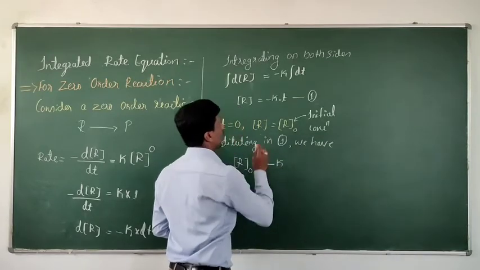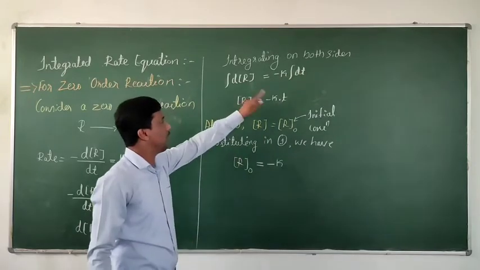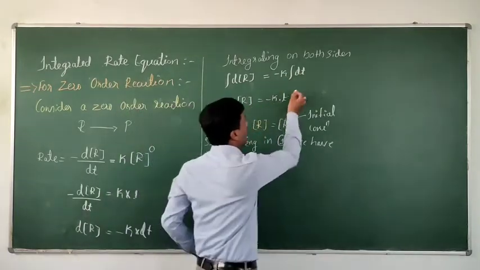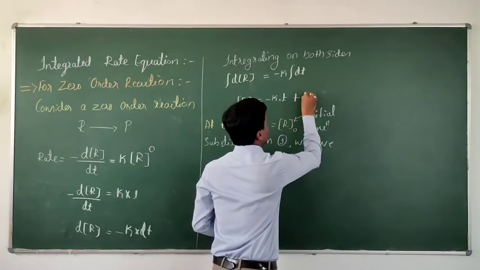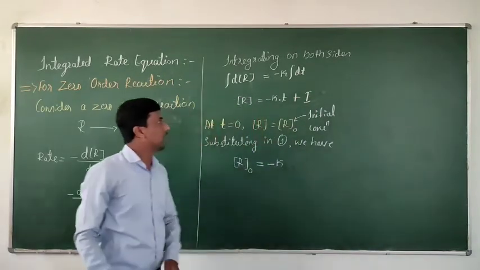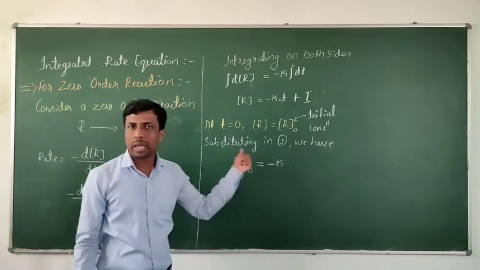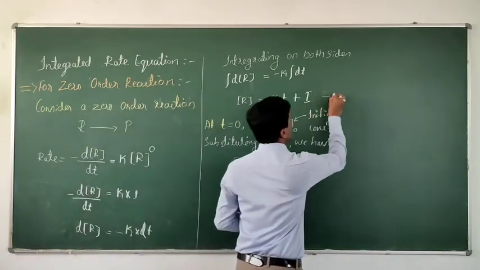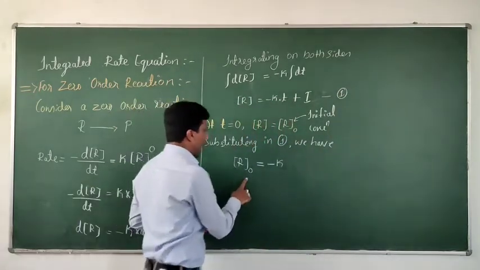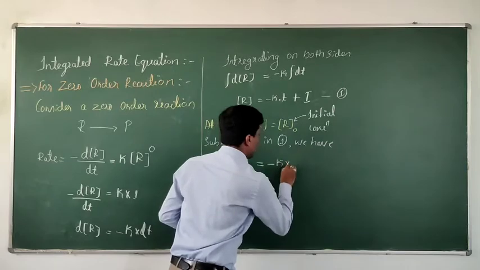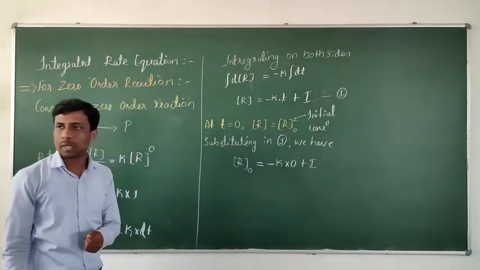Here in this equation, when you apply the integration, you will have a constant. That constant is written as I. Let this be equation number 1. Here r0 is equal to k into 0 plus I.